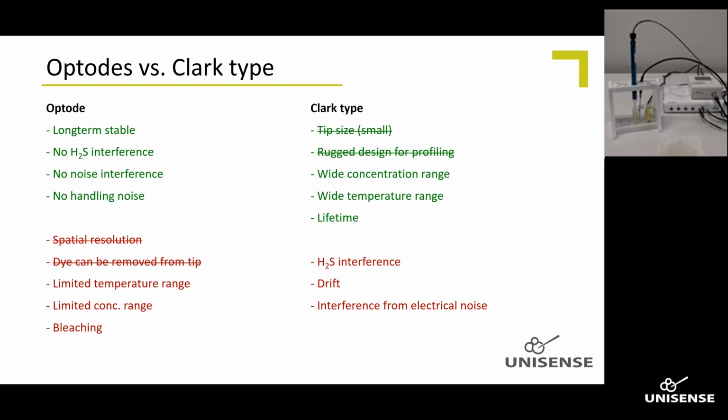On the other hand, the Clark type oxygen sensor has a wider concentration range and also a wider temperature range and a lifetime that is not limited by the dye at the tip of the uptode. So there are pros and cons, but typically an uptode can be a good choice if you're going to measure respiration rates.